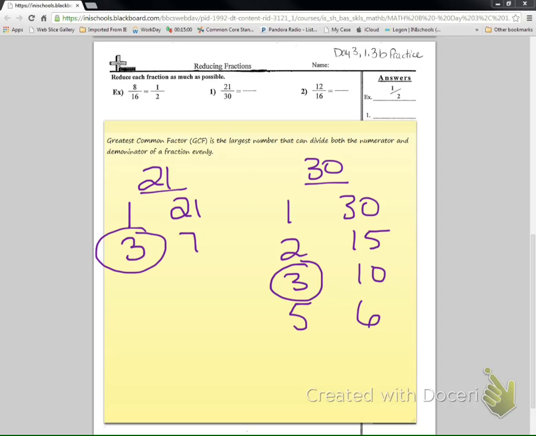To reduce the fraction, look at the number that's right beside your greatest common factor, a 7 and a 10. So guess what 21 over 30 reduces to? 7 over 10. So problem number 1 is 7/10. I'll do another one with you.